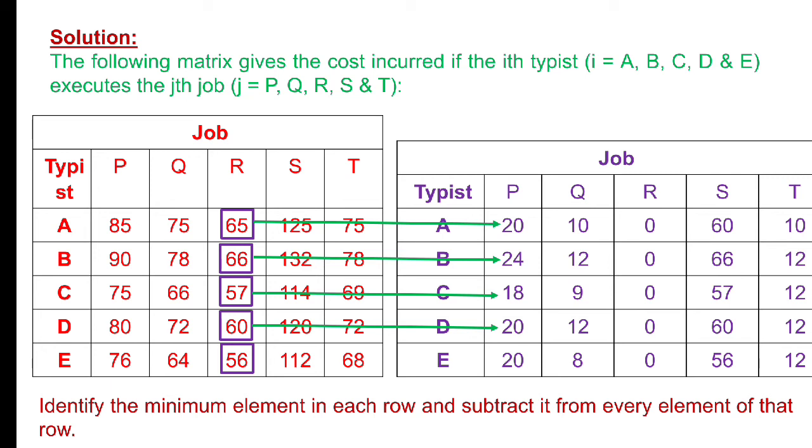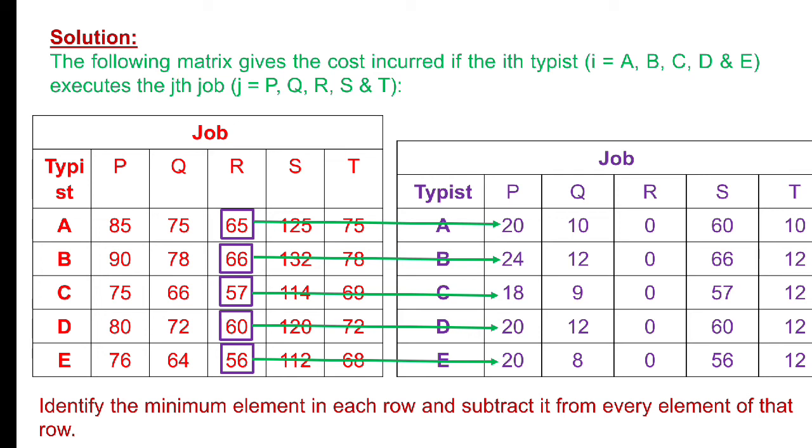Then come to the last row. 76 minus 56 will get 20. 64 minus 56 will get 8. 56 minus 56, 0. 112 minus 56 will get 56. 68 minus 56 will get 12.